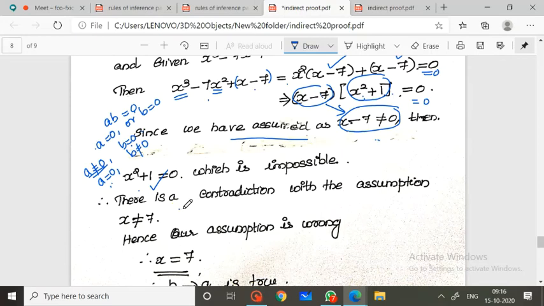That is a contradiction with respect to my assumption, which means that my assumption is wrong. What is the assumption I have assumed? X is not equal to 7. So therefore my assumption is wrong. Hence I can say that x is equal to 7. Therefore P implies Q is true.